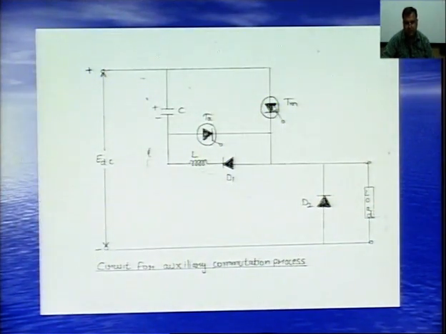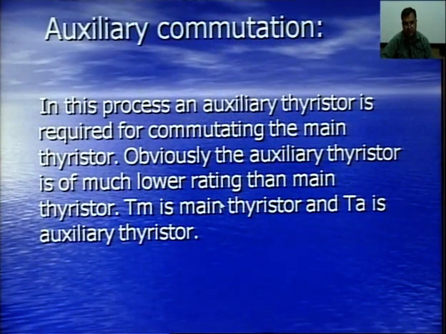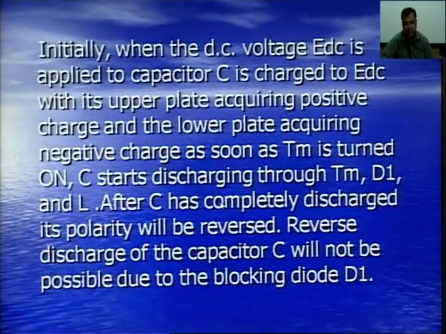Here Tm is the main thyristor and Ta is the auxiliary thyristor, and there is a diode D1, a blocking diode, and an inductance L is connected in parallel with the auxiliary thyristor, and capacitor C is connected in series with L, and D2 is the freewheeling diode which is connected in anti-parallel with the load. So this is the complete circuit diagram for the auxiliary commutation process. Ta is the auxiliary thyristor.